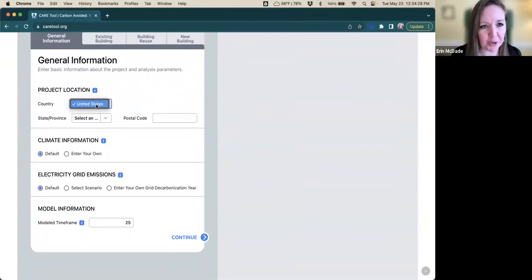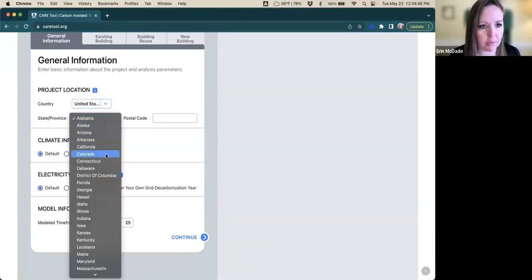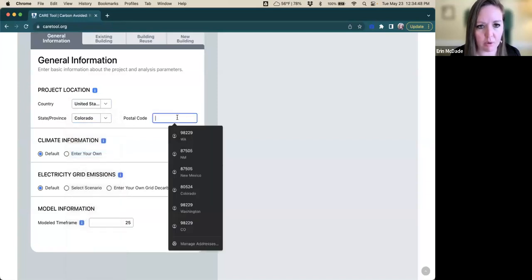Currently, it's worth noting that we don't have any other countries in here. This is something that is in high demand, for us to provide availability in other regions. There are some workarounds for that if you want to look at projects outside of the United States that I can talk about if anyone's interested. So for now, I'm going to put this in Colorado, partly because I'm from there, but also because they have a more intense electricity grid, which is interesting to look at the impact of that.